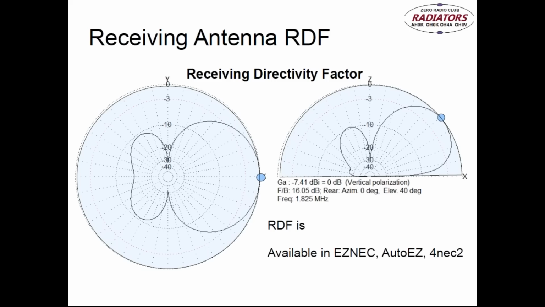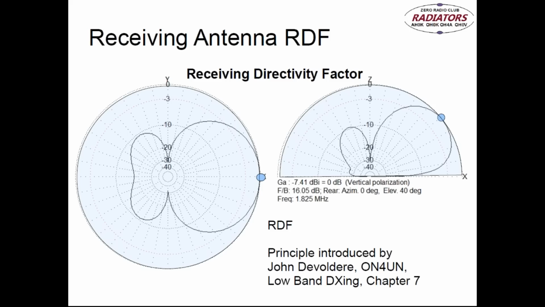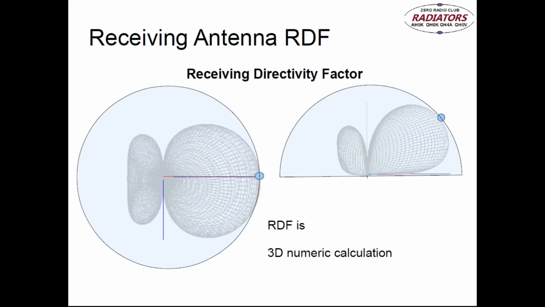Some people may have both of these, but what I have been using has been MMANA, and in this MMANA software, we don't have this RDF as such. So that was one of the accelerators for me to start building these tools, which we're going to see later. RDF is largely thanks to John Devoldere, ON4UN, and maybe also W8JI Tom has been contributing to the work or to inventing this RDF. But this is introduced in John's book, Low-Band DXing, in chapter 7. And RDF is a 3D numeric calculation because it is taking into account all angles and it's calculating the average gain.